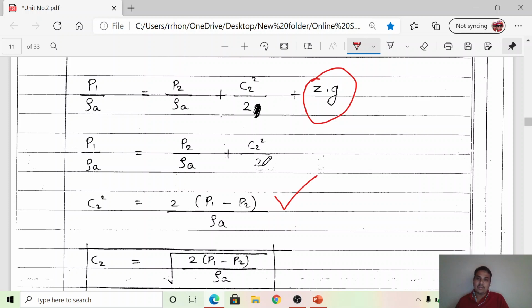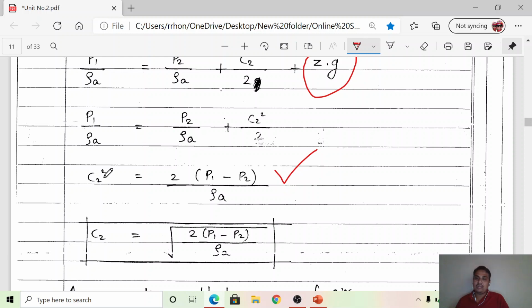So this is at the denominator, so we can write it at the numerator. This P1 by rho A is positive, and when P2 comes to this side, P2 will get a minus. So we can simplify the equation, and that becomes C2 square is equal to 2 into P1 minus P2 divided by rho A. So this is the simplified equation.